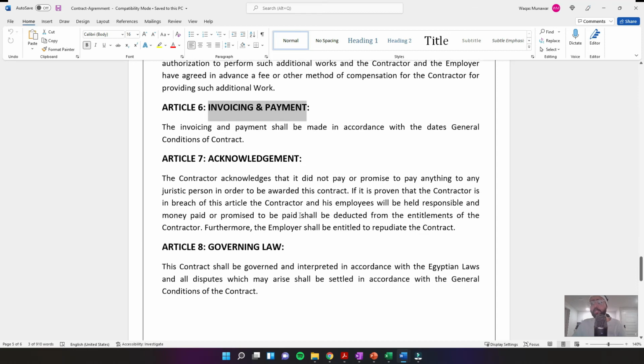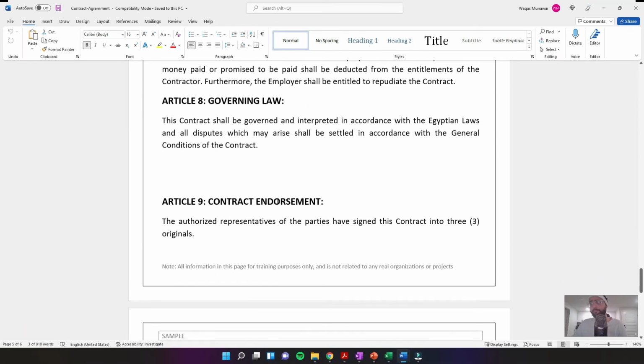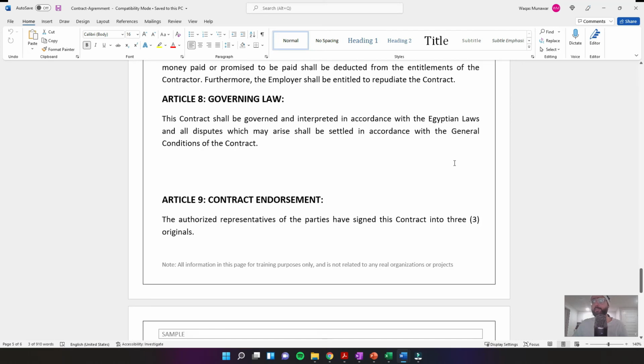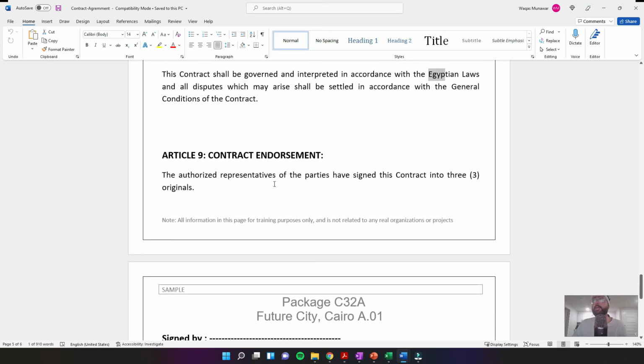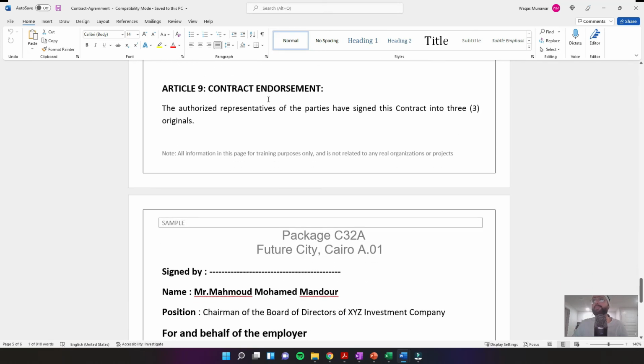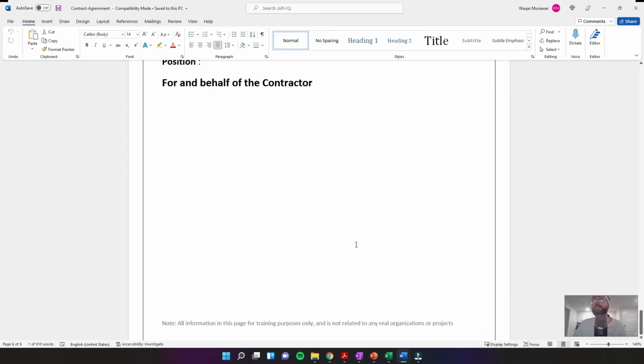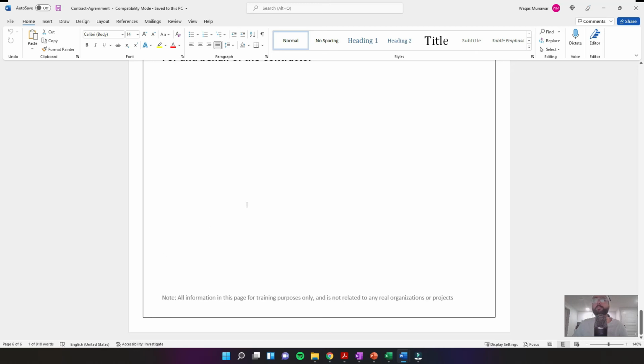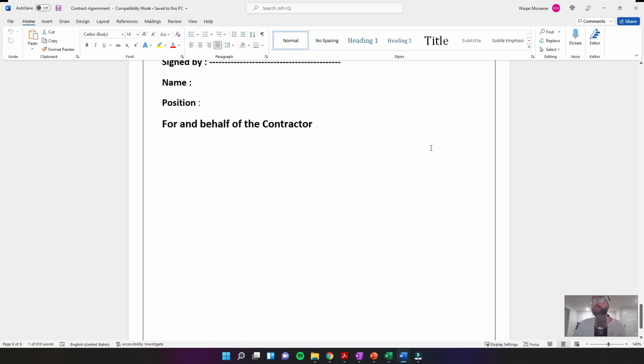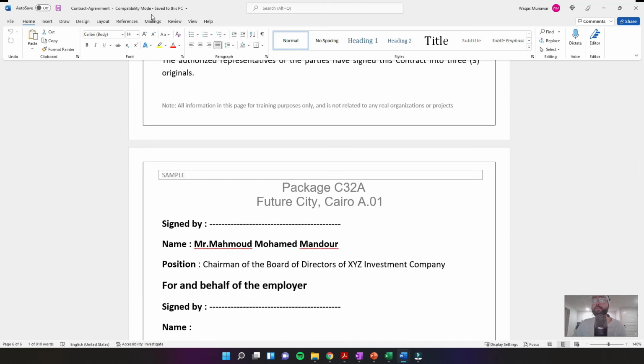Then there's some acknowledgement, some laws. In this case, this was in Egypt, so they have Egyptian laws. And the contract endorsement, who it was signed by, and all that stuff. So this is about 6 pages, but there's a lot of information which is really, really beneficial for us.